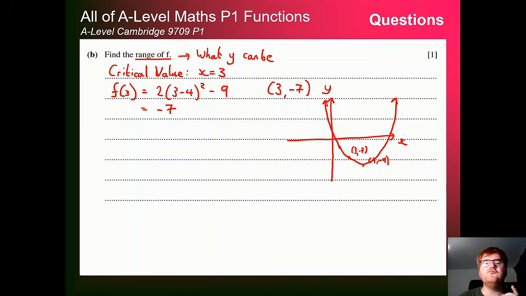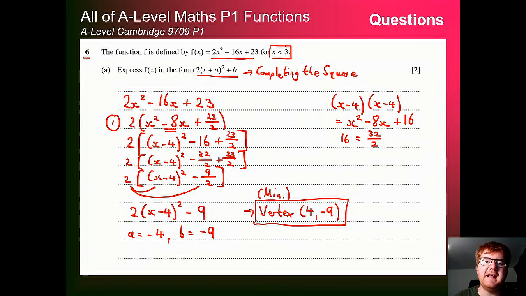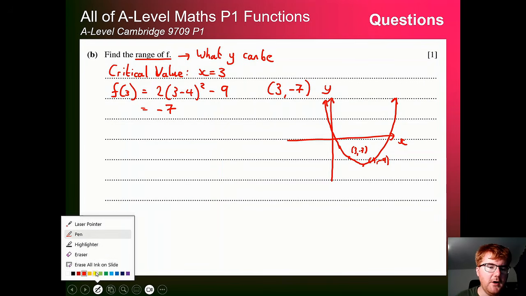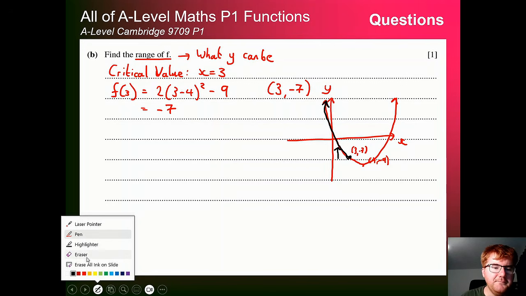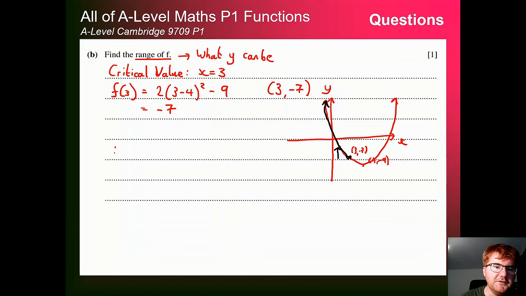However, we're not looking for the range of this entire function. We're only interested when x is less than 3. So we're only interested in this black part of the graph. So this is all we're interested in here. And then we want to think, well, what's the range of this function? Well, basically, we started from a y perspective, minus 7, and then we basically just go upwards and upwards and upwards. So our range here is going to be, I'll just write it here separately.